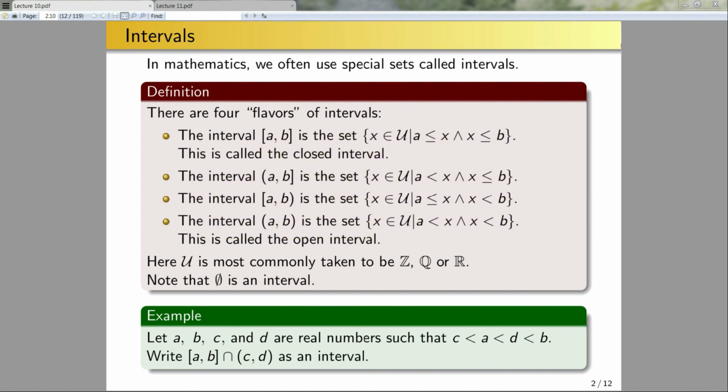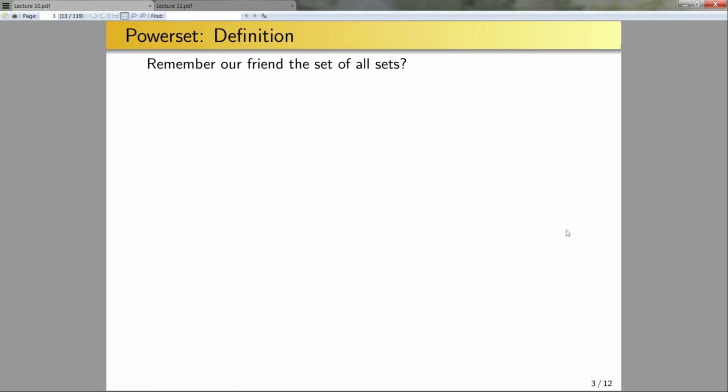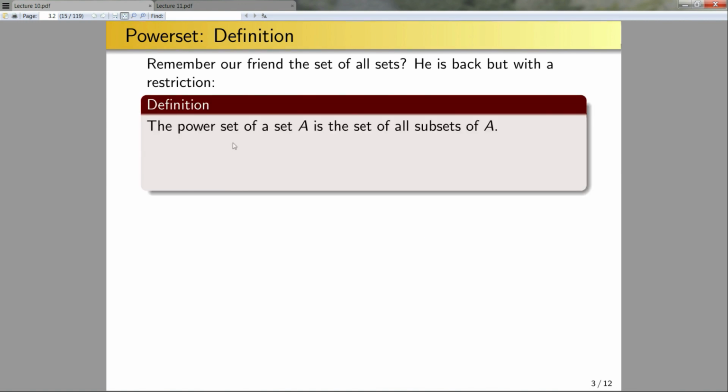So now let's continue. The power set. So what is the power set? Well, remember our friend the set of all sets? He's back, but with a restriction. So explicitly, the power set of a set A is the set of all subsets of A. So we can rewrite this as P(A), with the curly P, is equal to the set of all X such that X is a subset of A.